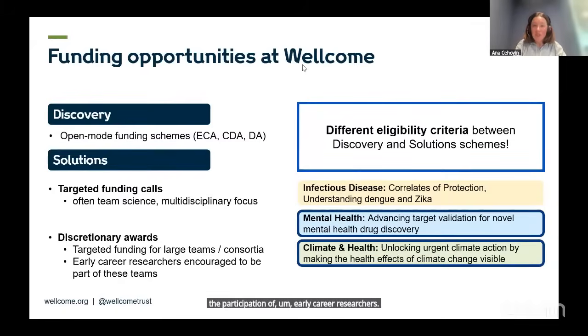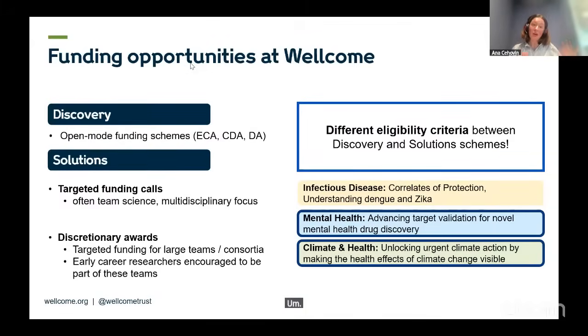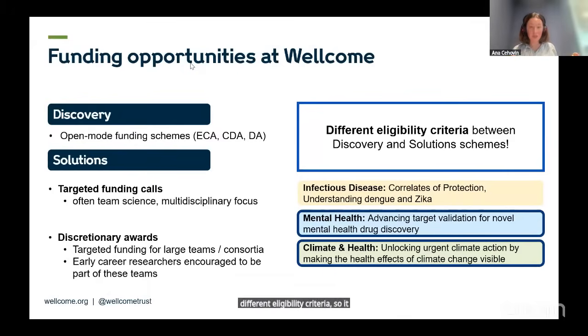It's very important that before you apply to anything, you check the eligibility criteria of each scheme that you're applying to. Discovery schemes have their own eligibility criteria. However, the solution schemes have different eligibility criteria. So it's very important that you first check that.